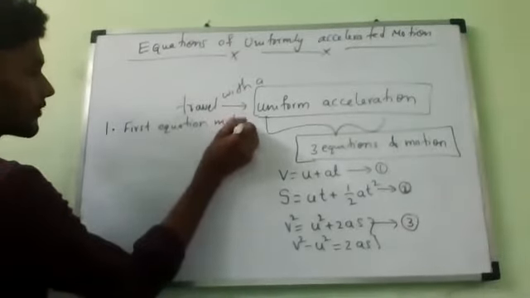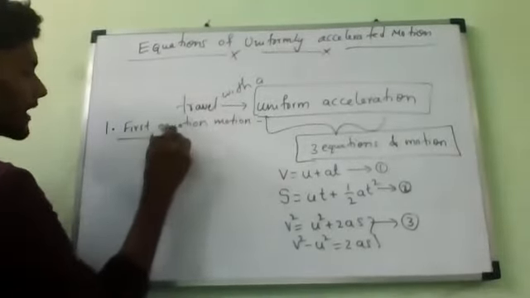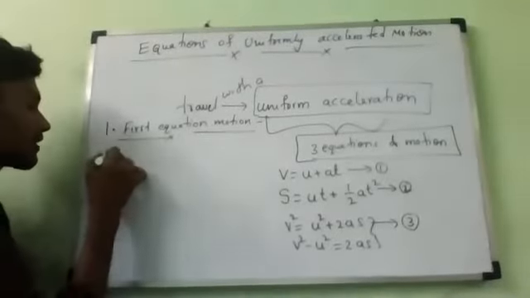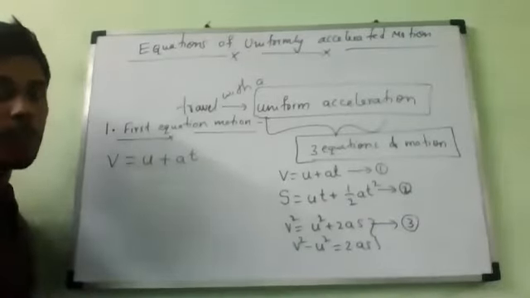So let us start with the first equation of motion. All of you keep the heading. What is the first equation of motion? You should say. V is equal to U plus AT.